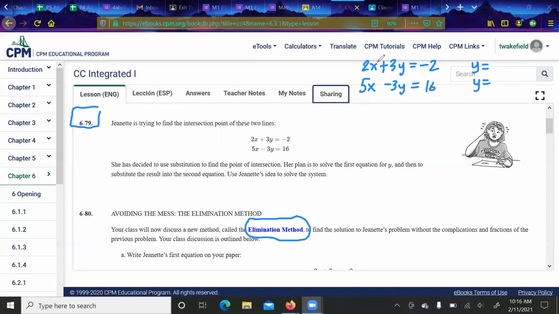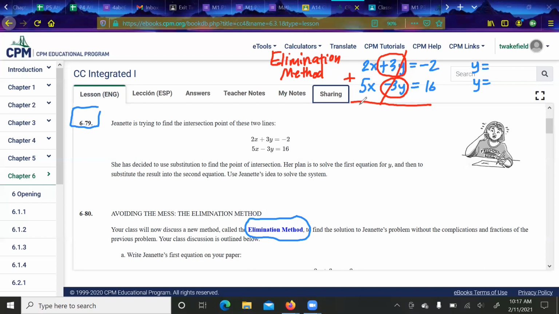So for number 80, it says let's use the elimination method instead, because if you look at both of these equations, don't you notice that this is a positive 3y and that's a negative 3y? They're essentially the same, but one is plus and one is minus. If we add these two equations together, won't the y's go away? Because they're the same number and they're opposites. One's positive, one's negative. It's going to eliminate. That is called the elimination method. Let's write that down. That is what we just took notes on, so now we're going to do some more examples on it.